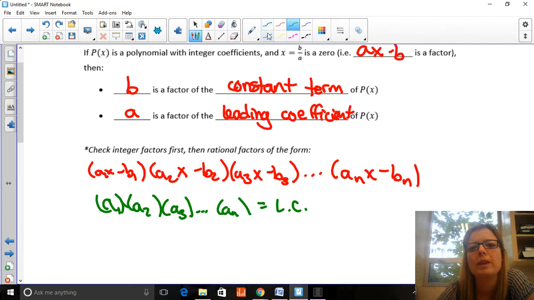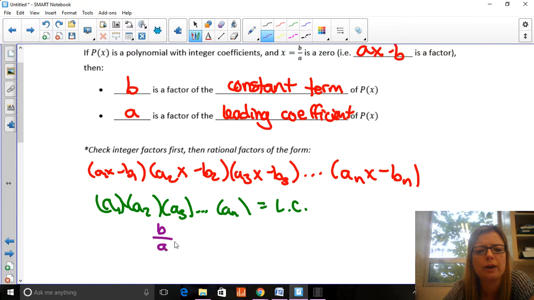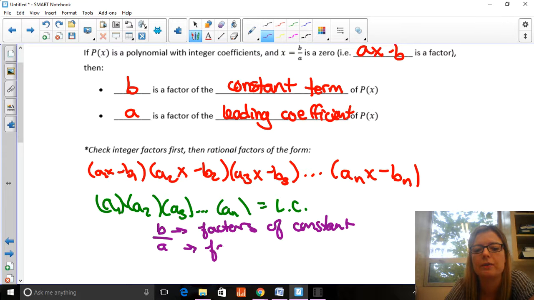So when you are testing your factors, they're of the form b over a, where b is a factor of the constant and a is a factor of the leading coefficient.